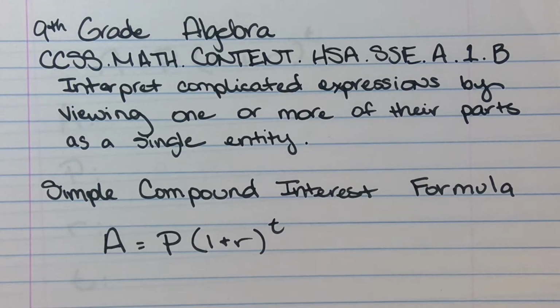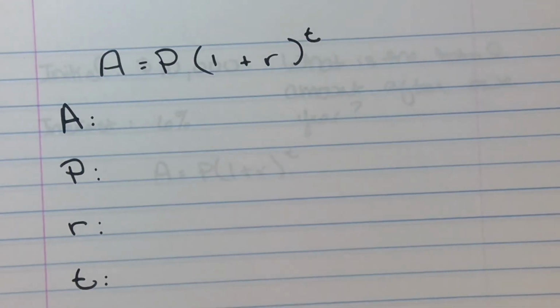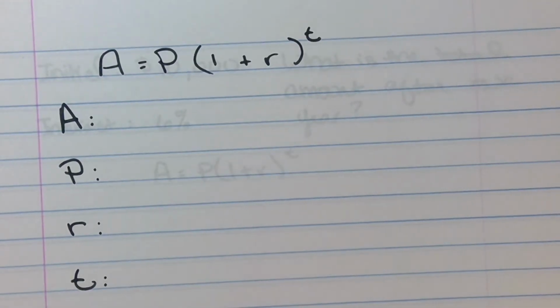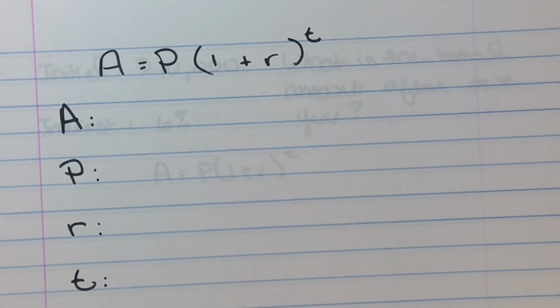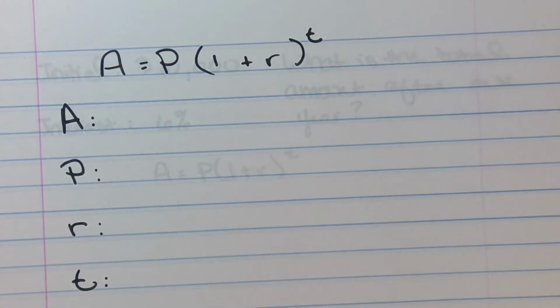So I'm going to talk about the individual parts of this simple compound formula. I'm going to go through one example problem, and then I'm going to let you try one problem on your own. So let's get started looking at the components of this formula, the simple compound formula of A is equal to P times 1 plus R to the power of T.